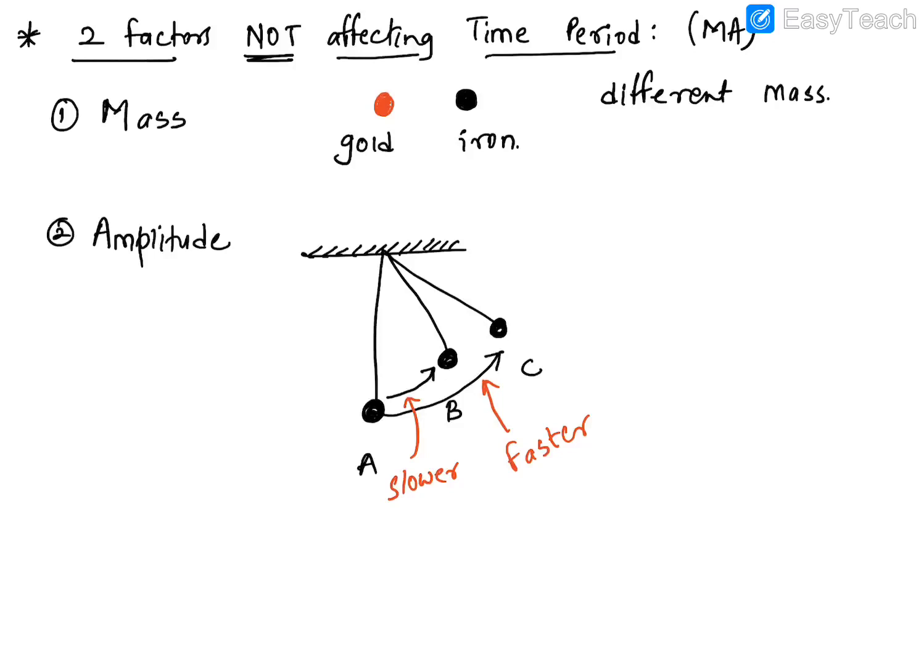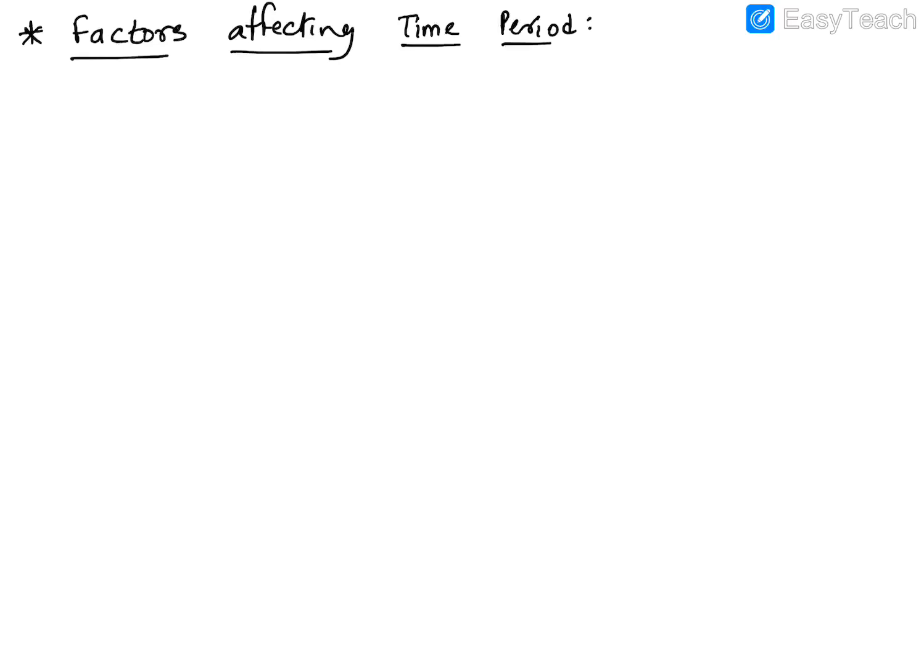Now next thing, we are learning about the factors which will affect the time period. So, factors affecting time period. There are two factors which will affect the time period. For this one you can remember LG, one of the very popular brands for television, washing machine and basically electronics.